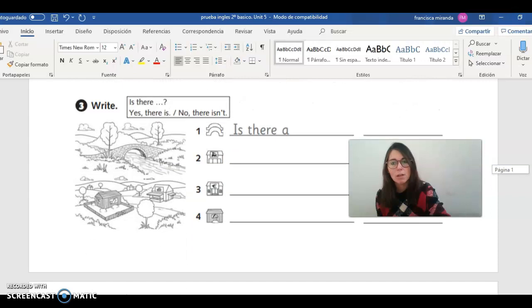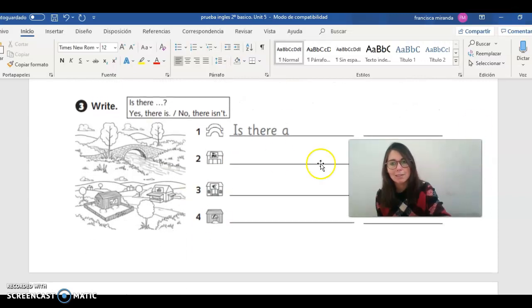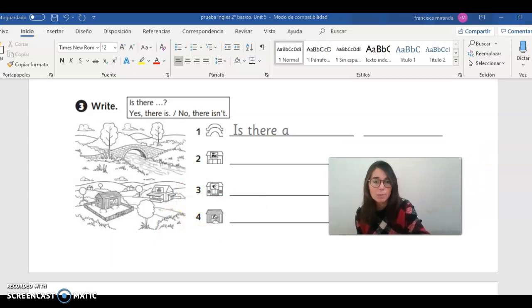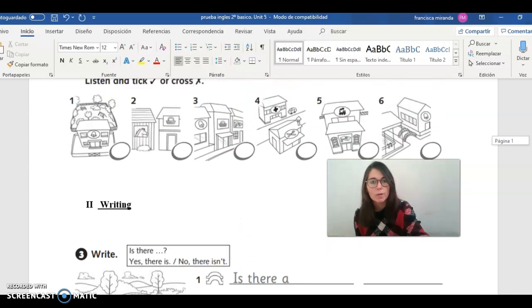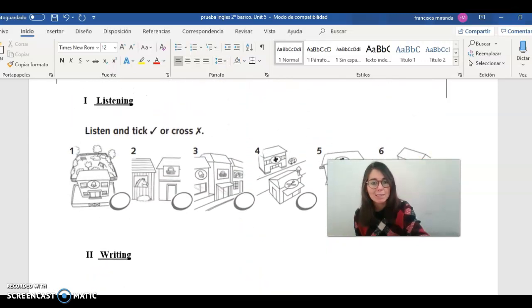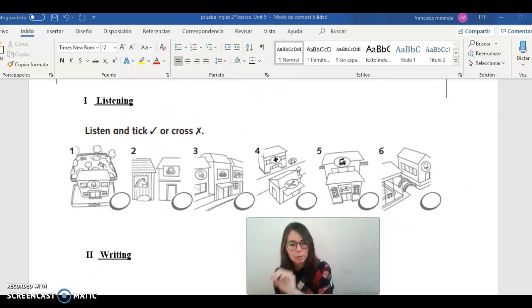Para los que hicieron en el cuaderno la número 2, the writing activity, estas preguntas, solo escribir las preguntas igual que los que están haciéndolo en la guía. Y para los que están haciendo el cuaderno, el listening, el número y el ticket o la cruz, right? And that's it, guys. That's the end.